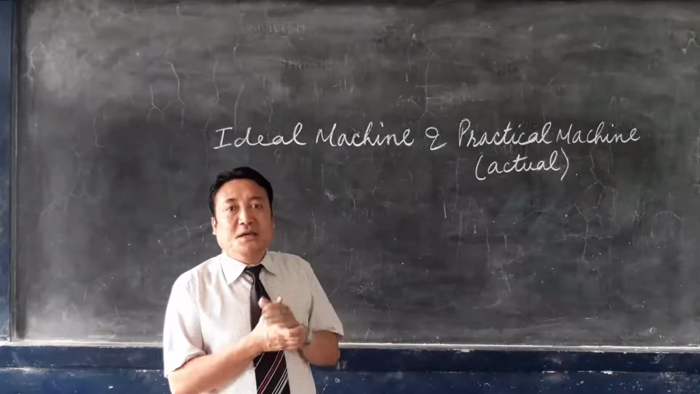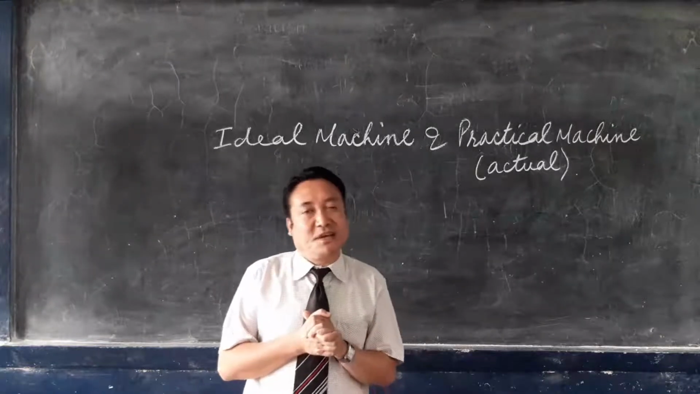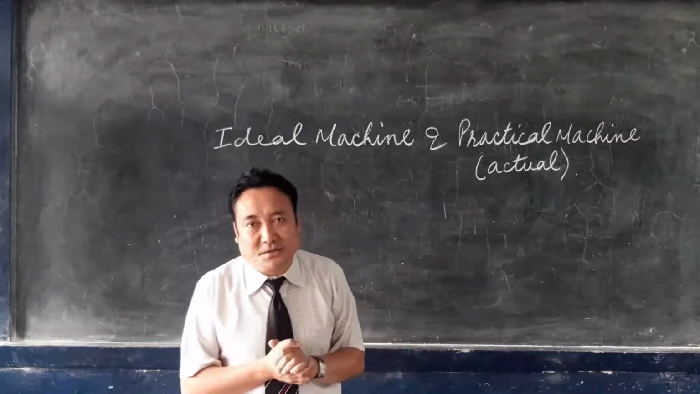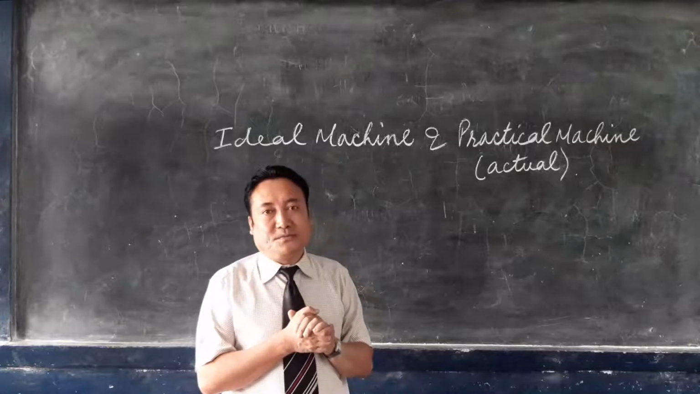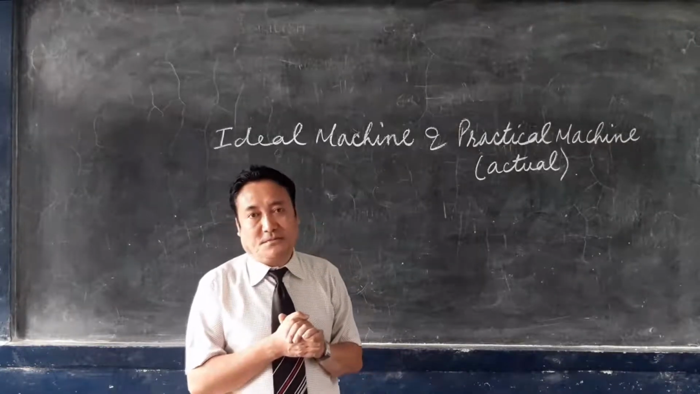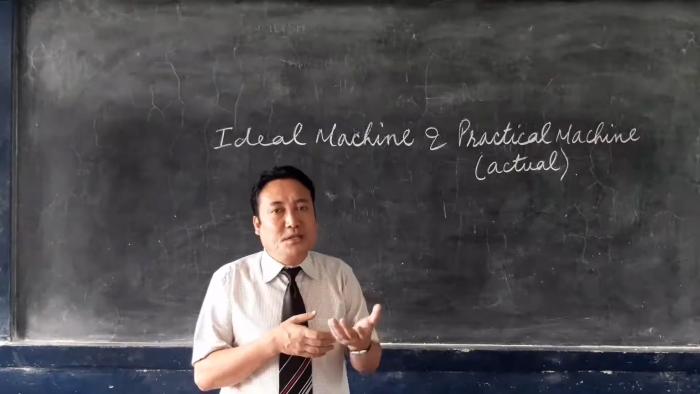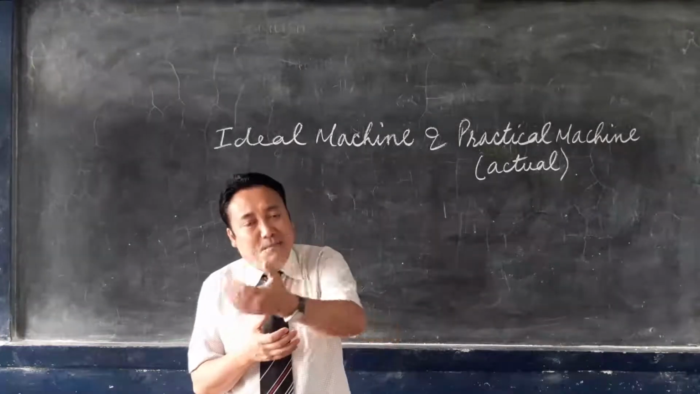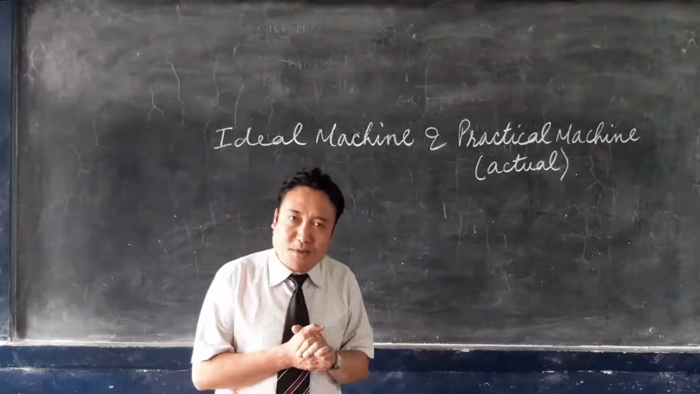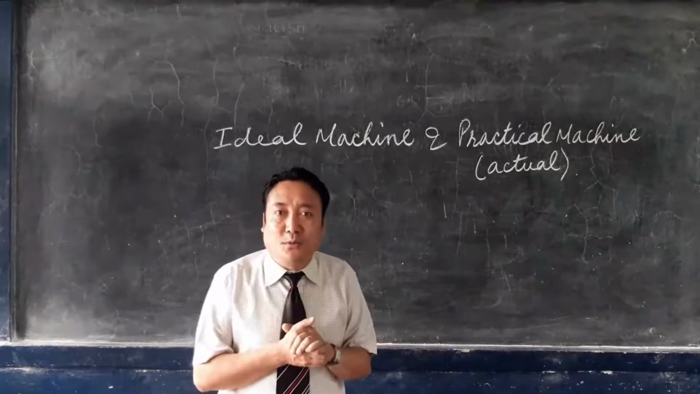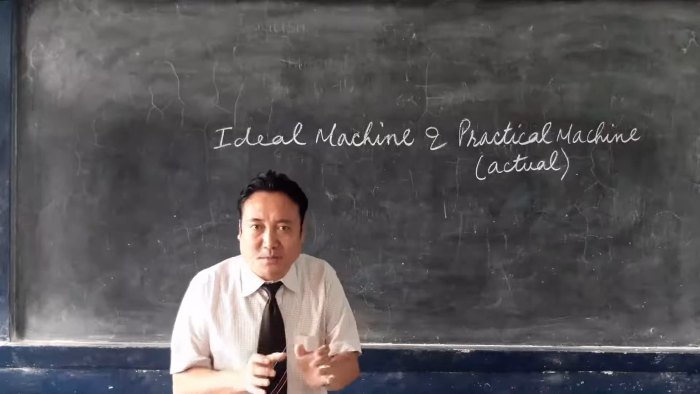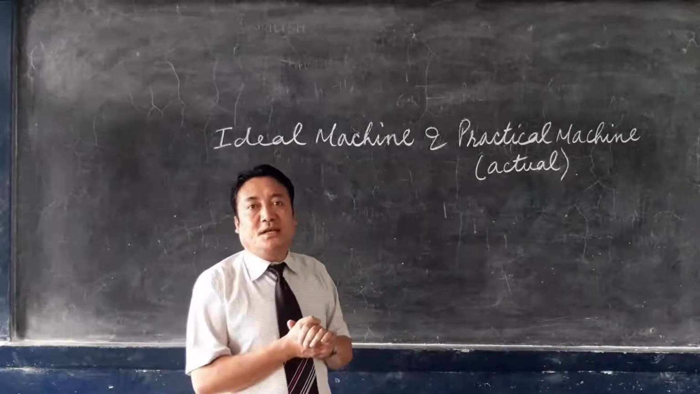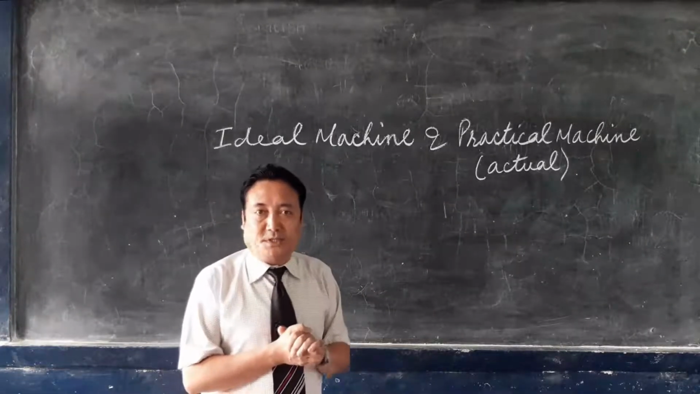Then the next point is, mechanical advantage is always less than velocity ratio. In a practical machine, mechanical advantage is always less than velocity ratio. And work input is less than work output. Work input means the work done on the machine. Work output means work done by the machine, and always the work done by the machine is greater than the work done on the machine, because the machine will do a large amount of work by applying a small force or a small effort. So this is how the difference has come between the ideal machine and the practical machine.